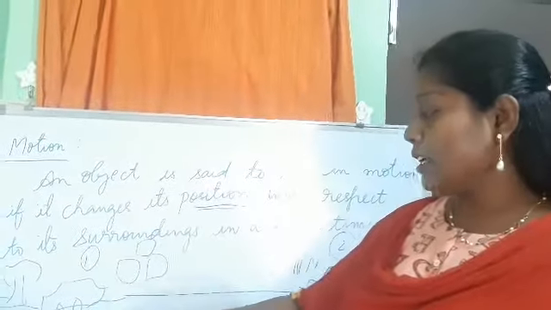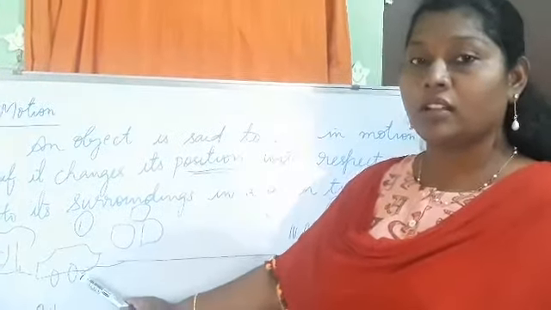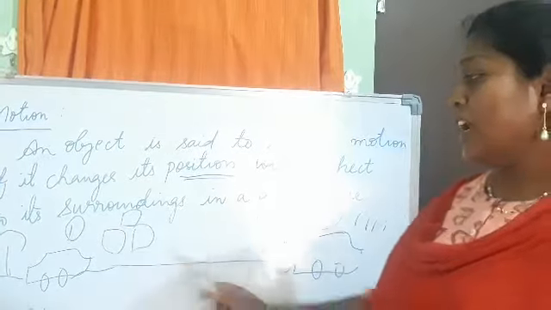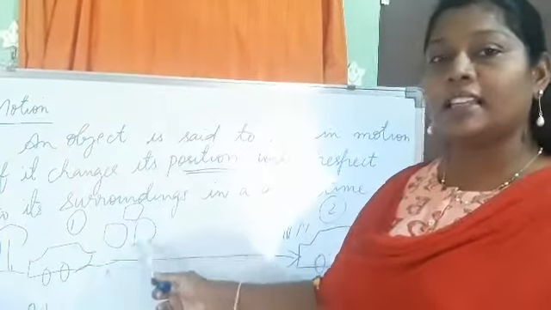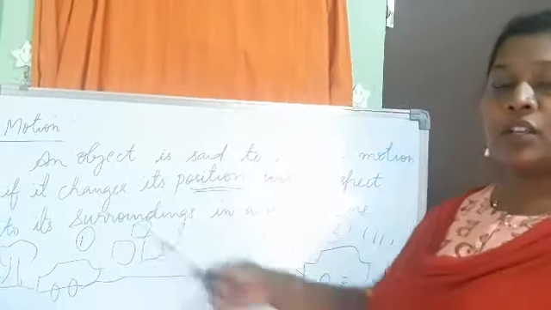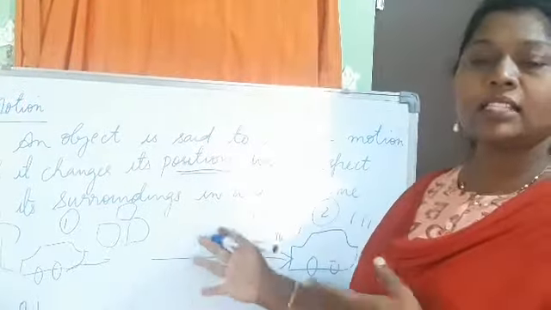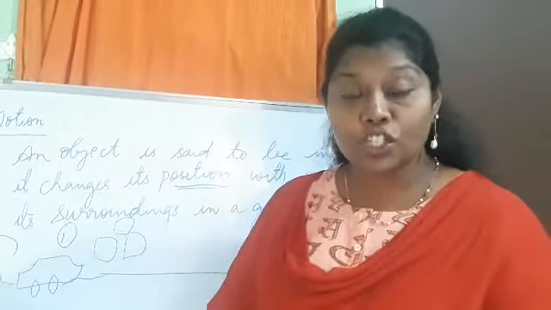So simply you can see here, the car is changing its position from point 1 to point 2, and the surroundings are also changing. See here the trees are there, buildings are there, but here only grass is there. So it is changing its position from 1 to 2 in a certain time interval. It is nothing but motion.